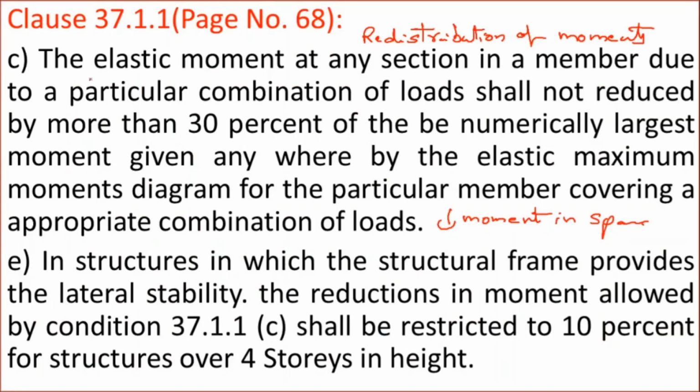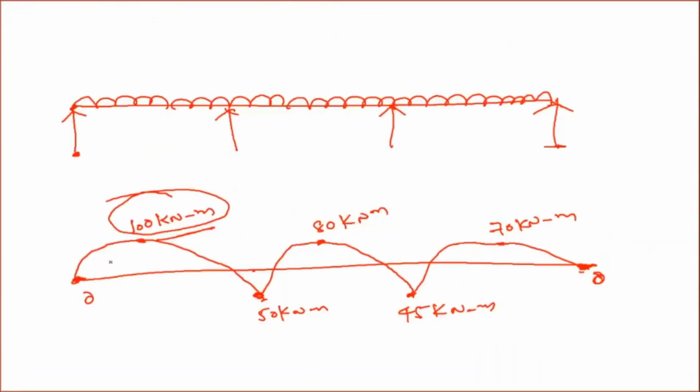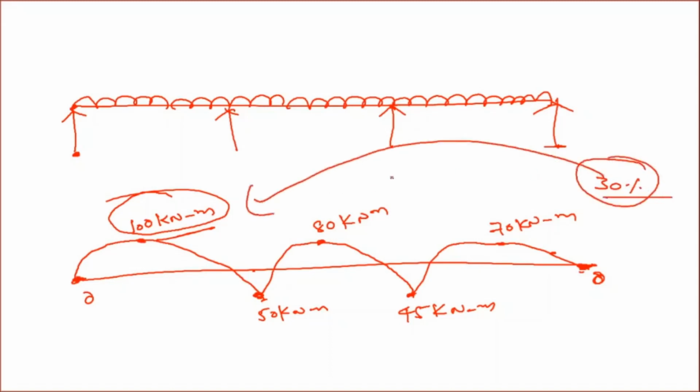So now see this clause again. The elastic moment at any section in a member due to a particular combination of loads shall not be reduced by more than 30% of the numerically largest moment given anywhere by the elastic maximum moment diagrams. You take at any section, the elastic moment value should not be reduced by 30% of the numerically maximum bending moment. So here 30% of 100 means 30 kilonewton meter. So at no section can you reduce the given bending moment value by 30% of the numerically highest value.